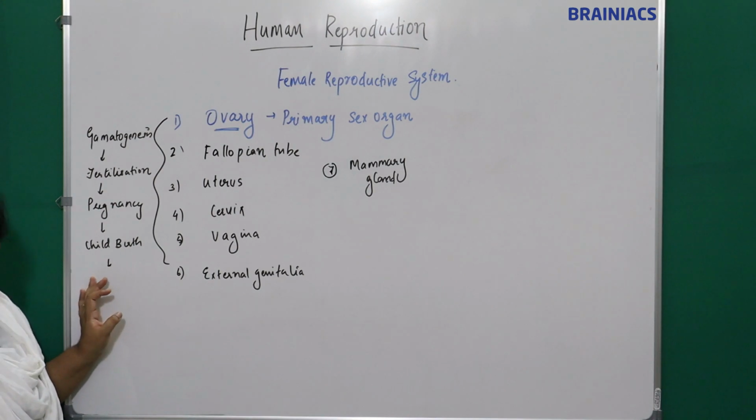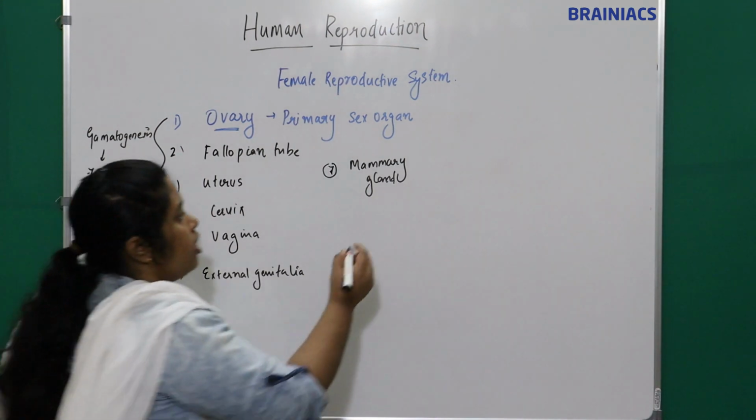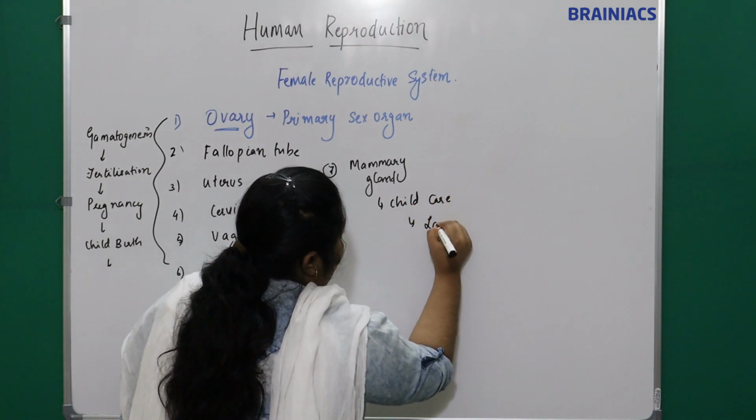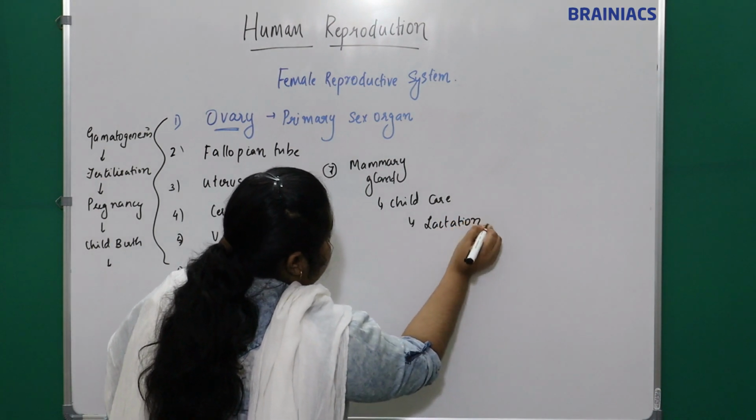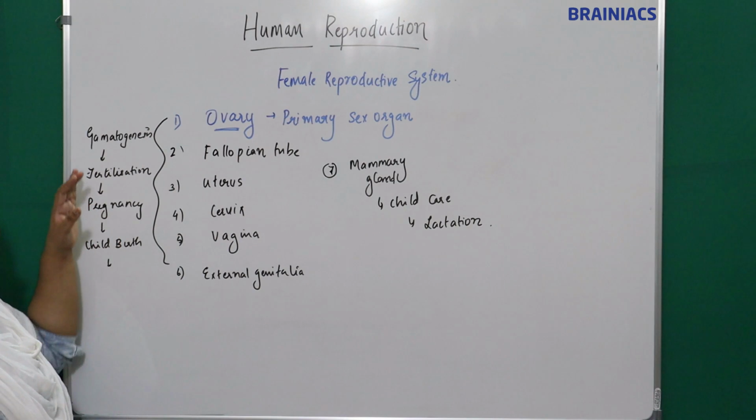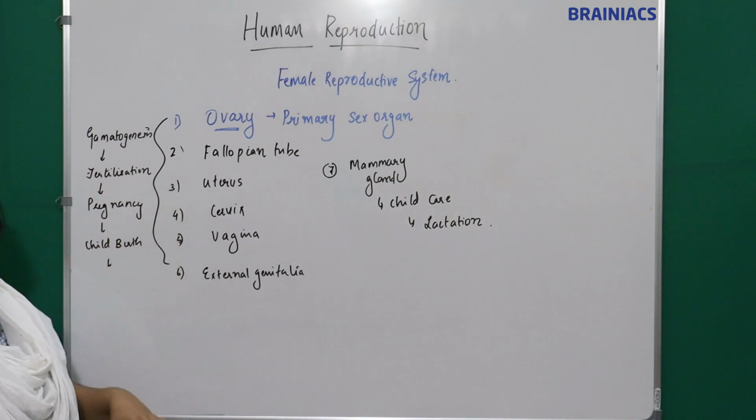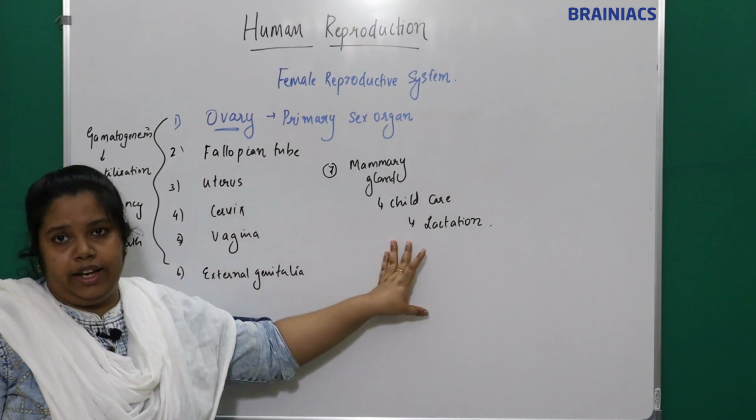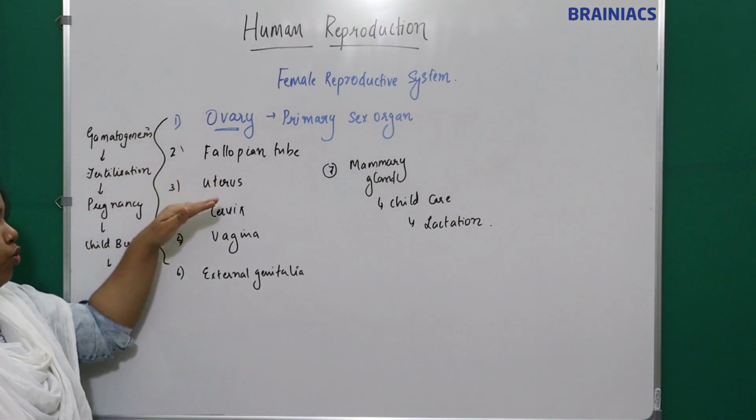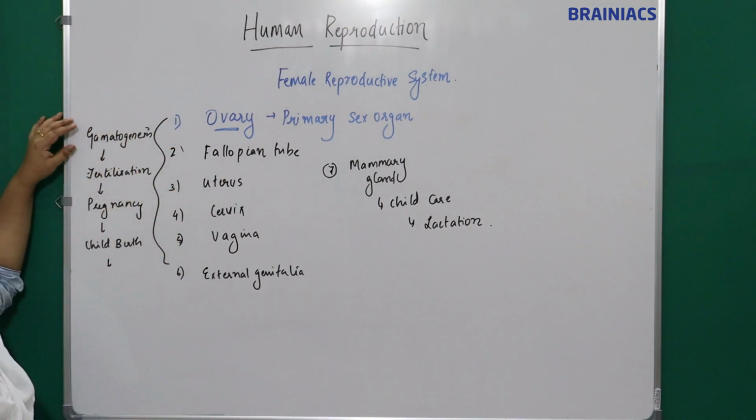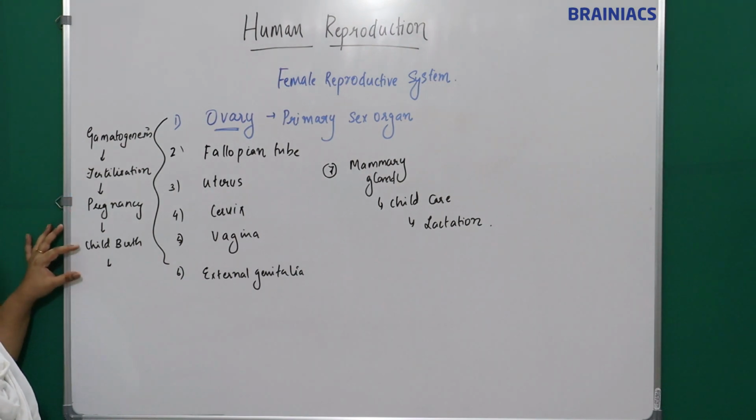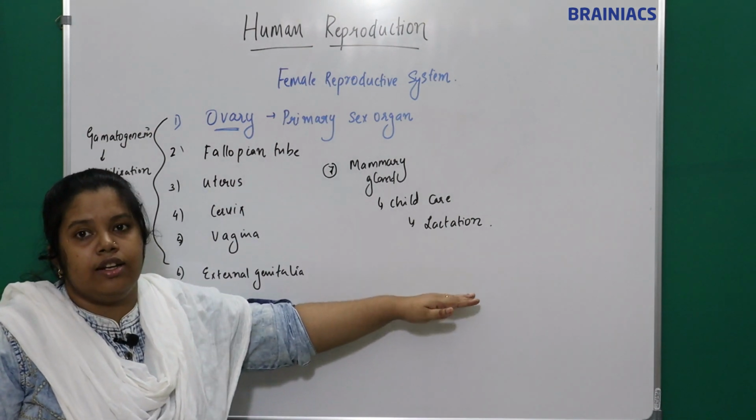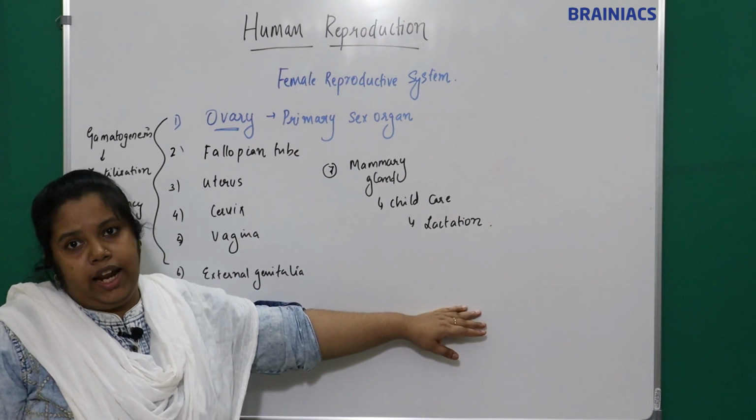But child care is not performed by these five. Child care is performed by the mammary gland, and it is called lactation. So the functions of the female reproductive system include gametogenesis, fertilization, pregnancy, childbirth and child care. Ovary, fallopian tube, uterus, cervix and vagina together perform gametogenesis, fertilization, pregnancy and childbirth, and child care is done by the mammary glands, which is lactation.